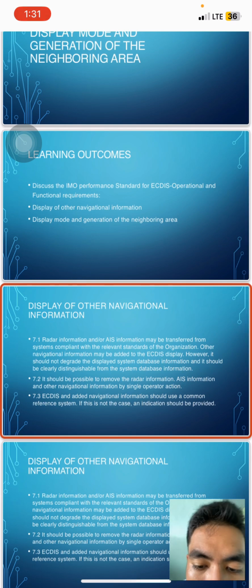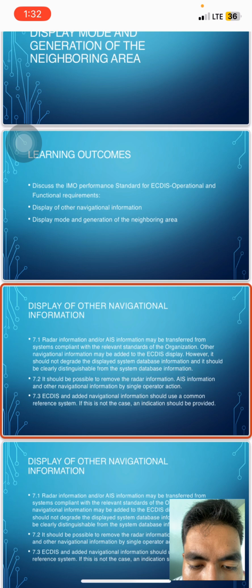First, radar information or AIS information may be transferred from systems compliant with the relevant standards of the organization. Other navigational information may be added to the ECDIS display. However, it should not degrade the displayed system database information, and it should be clearly distinguishable from the system database information. It should be possible to remove the radar information, AIS information, and other navigational information by single operator action.